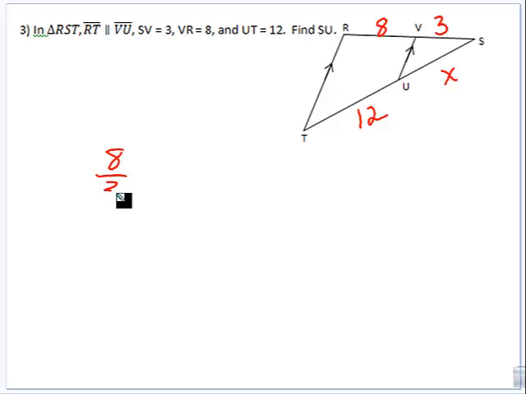8 over 3 equals what? 12 over x. Could you have set that up a different way? Yeah, you could have certainly had 3 over 8 is equal to x over 12. It gives you the same thing.